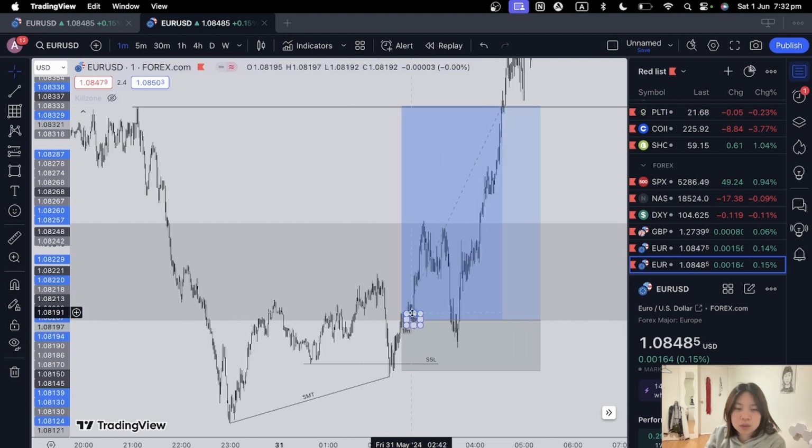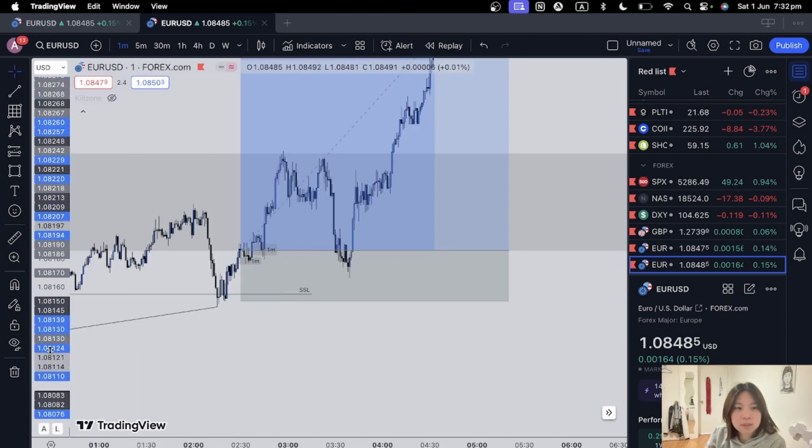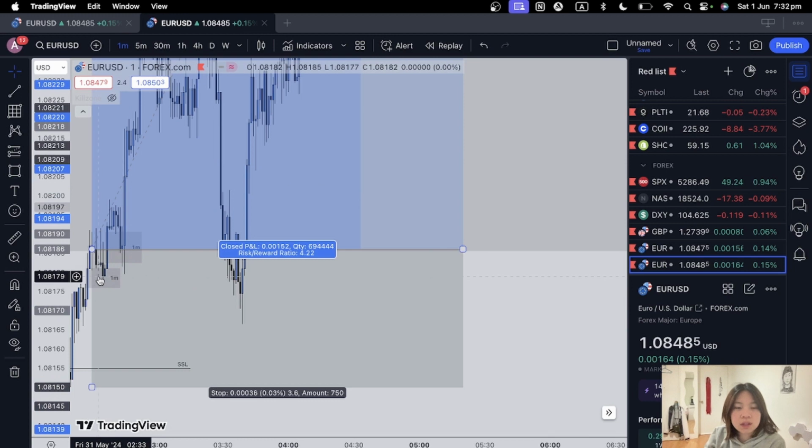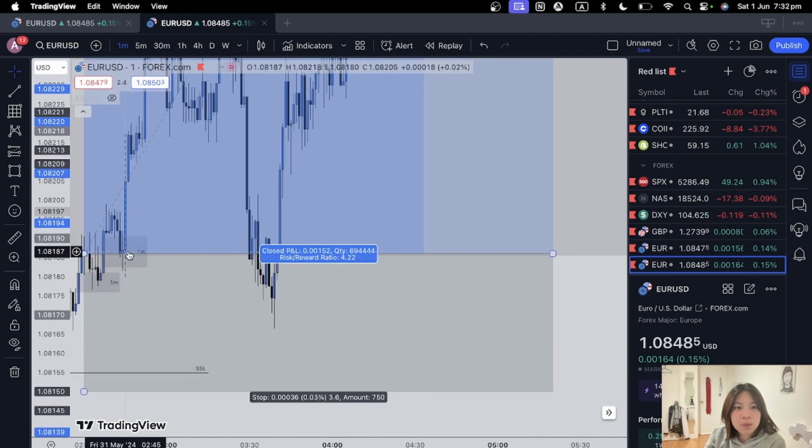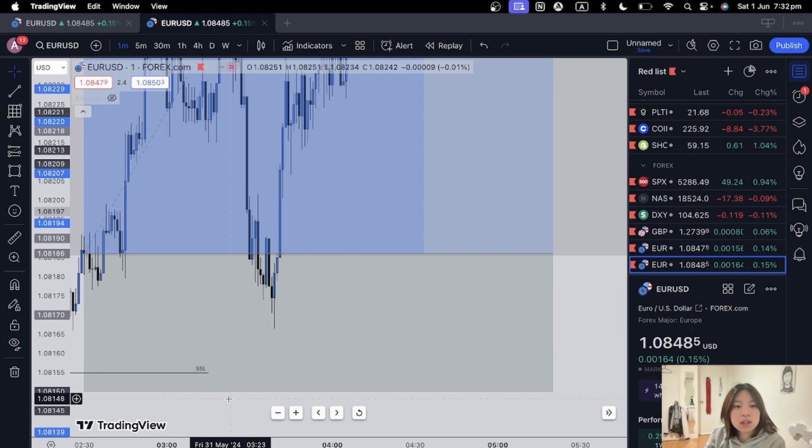So I'm just going to enter as soon as it breaks structure. I don't need it to retrace into the fair value gap, but it did retrace anyways, and we ended up creating another 1 minute fair value gap and respecting it. So basically that was my entry.